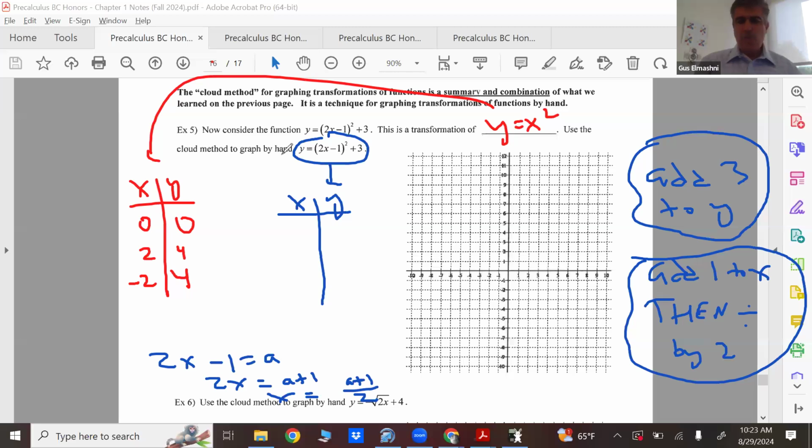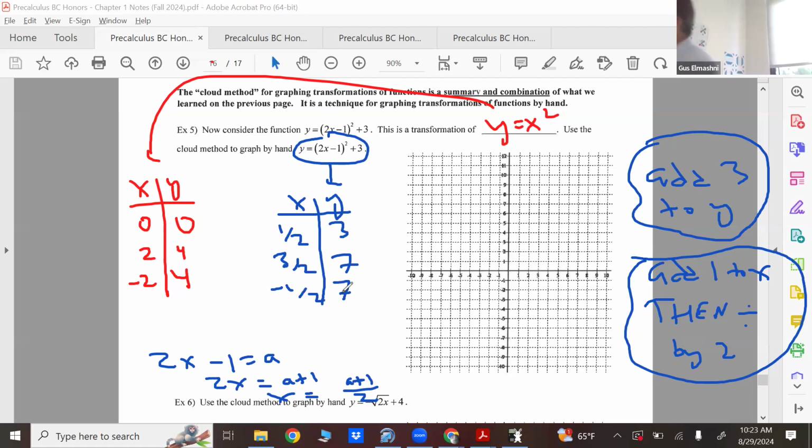So the y is easy. That's just 3, 7, 7, right? The x changes. You add 1 and divide by 2.